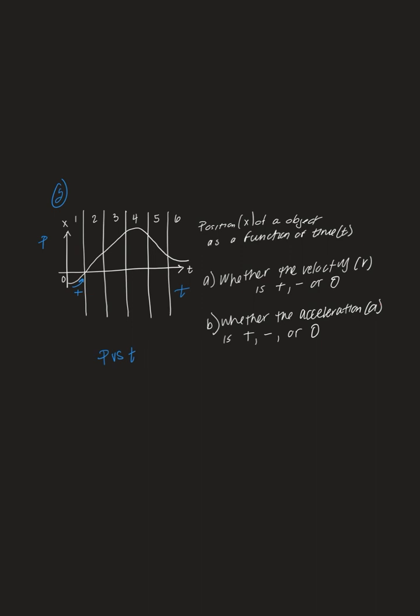So, A, red for acceleration, blue for velocity. Position versus time. This shows that the acceleration is positive and the slope is also positive.